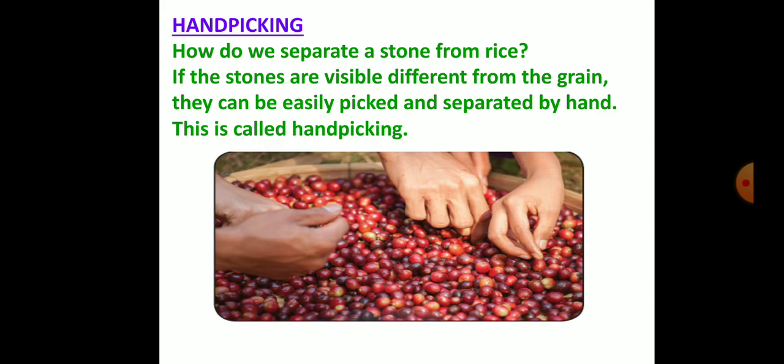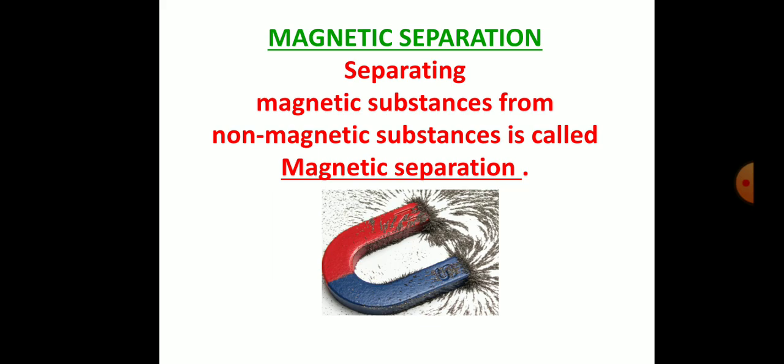Hand picking. How do we separate a stone from rice? If the stones are visibly different from the grain, they can be easily picked and separated by hand. This is called hand picking.